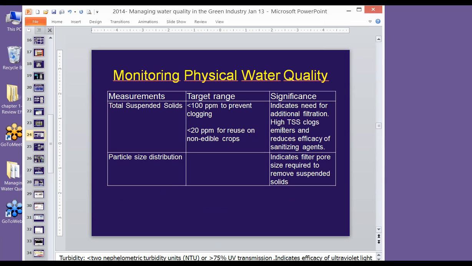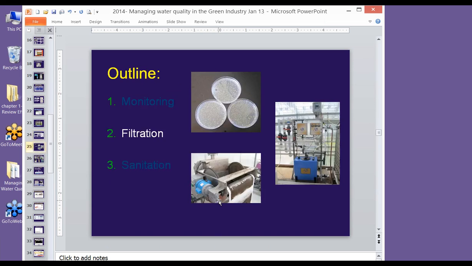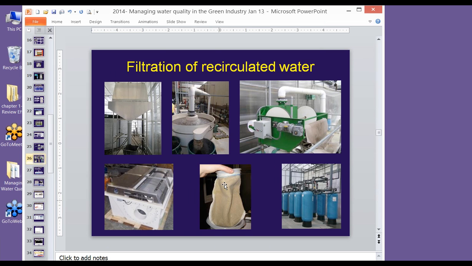And now, monitoring physical water quality parameters is something that needs to be done in the lab. In most labs, any soil lab can do the total suspended solids estimation. And again, remember those two numbers. Under 100 parts per million is the target to prevent risk of clogging, and under 20 parts per million is the goal to reuse water on non-edible crops and have effective sanitation. And then particle size distribution is really just useful to indicate what pore size you should require to remove suspended solids. I'm going to show you some examples of how we have used particle size distribution to make decisions.